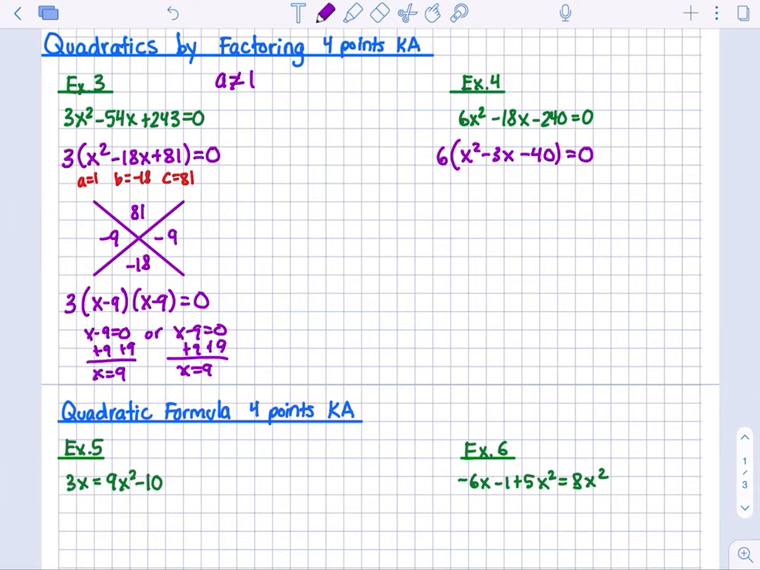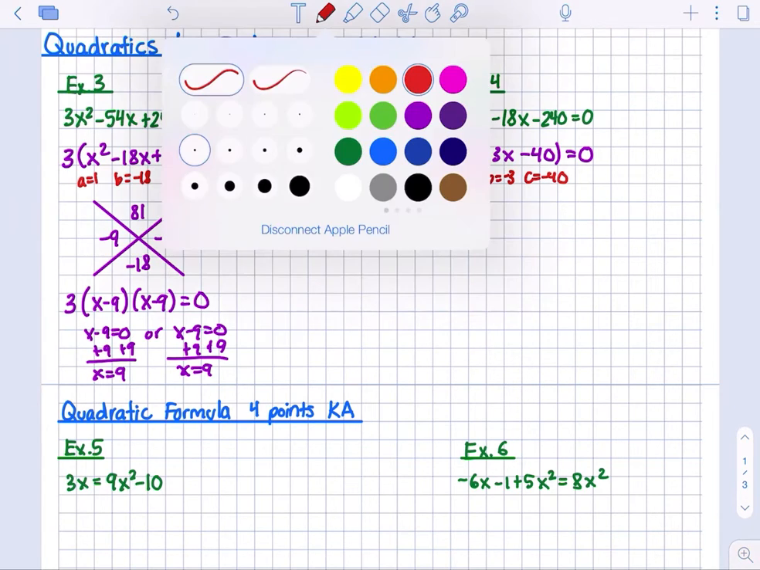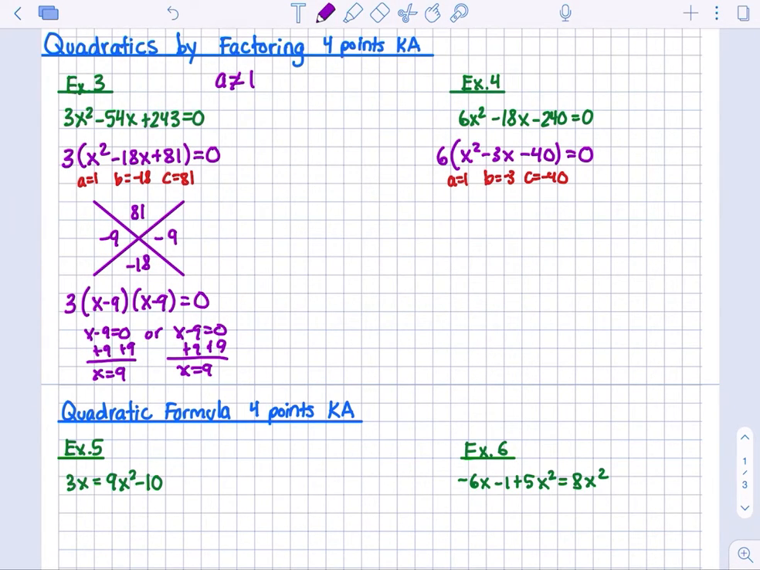And now you guys can use your x method. You're inside the parentheses, right? A is equal to 1, B is equal to negative 3, and C is equal to negative 40. Alright, factor. On the top, A times C is negative 40. On the bottom, B is negative 3.